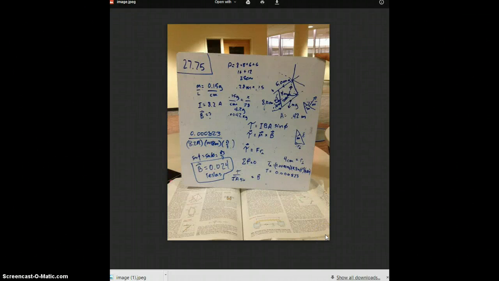Okay, so this answers the standard: I can describe how a current loop experiences a torque in a constant magnetic field. Problem 75 from chapter 27. A rectangular loop of wire is shown in the figure.